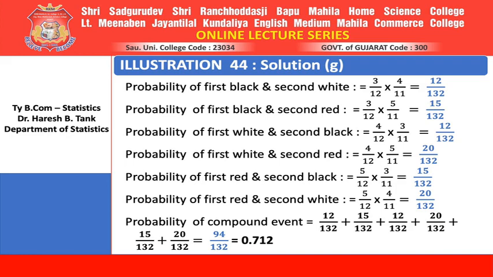Now, they are of a different color, means any one of these six different possibilities may occur, right? Any one of these six, that means the connector is OR, that is why it is to be added. So 12 upon 132, 15 upon 132, 12 upon 132, 20 upon 132, 15 upon 132 and 20 upon 132, all of them are being summed up. That sum comes to 94 upon 132 and simplifying it, it comes to 0.712. Right? Is it clear?